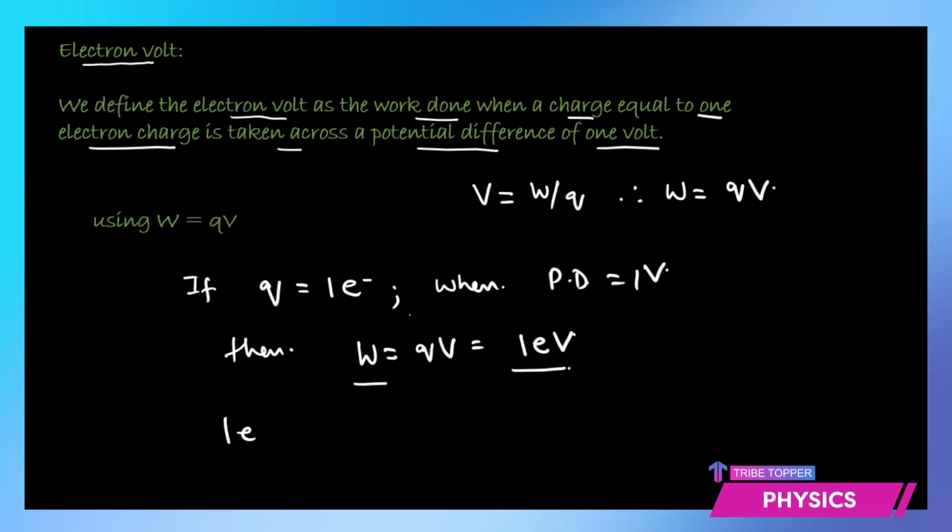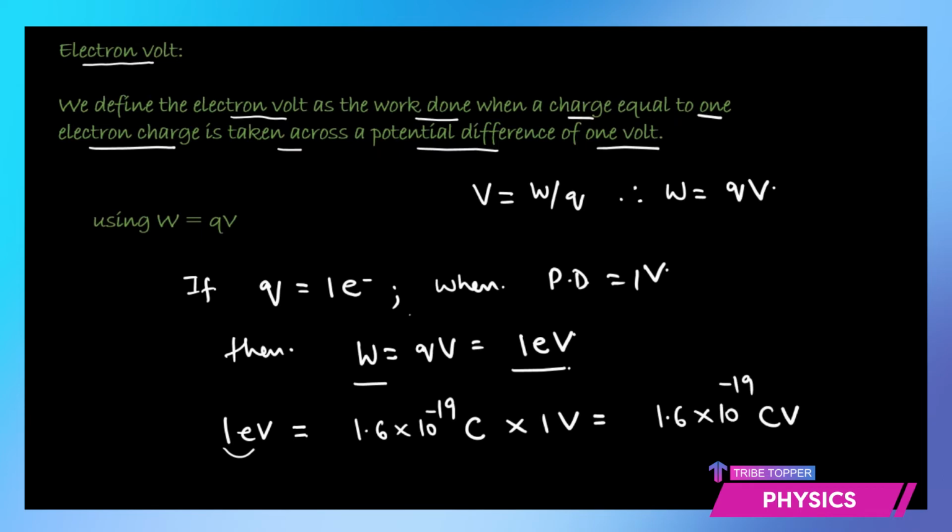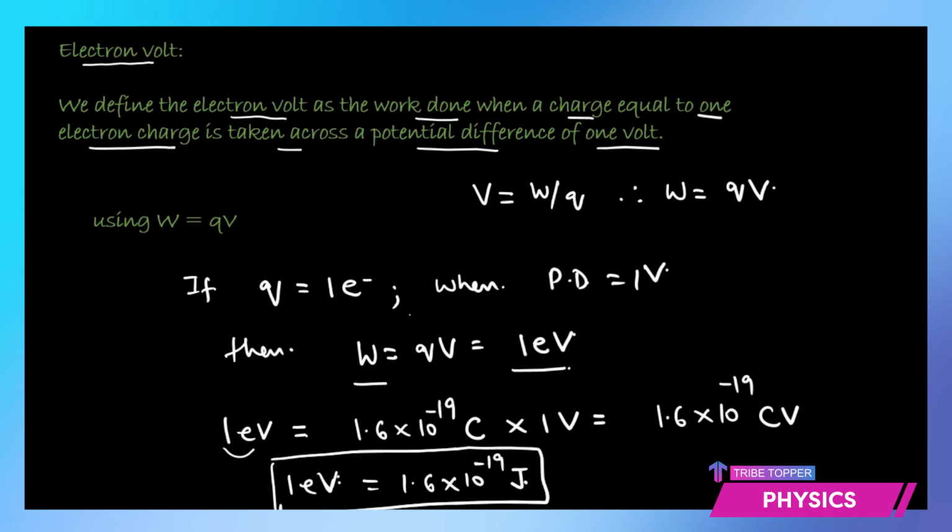1 electron volt in joules would be the charge of 1 electron, 1.6 times 10 to the power negative 19 coulomb, into 1 volt, which means 1.6 times 10 to the power negative 19 coulomb volt, and coulomb volt is joules. So this is 1.6 times 10 to the power negative 19 joules. Whenever you have to convert any number of electron volts into joules, just multiply that number with 1.6 times 10 to the power negative 19 joules.